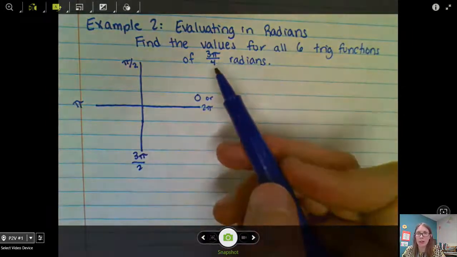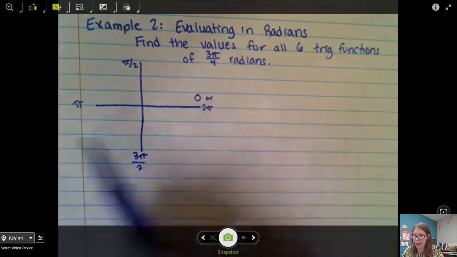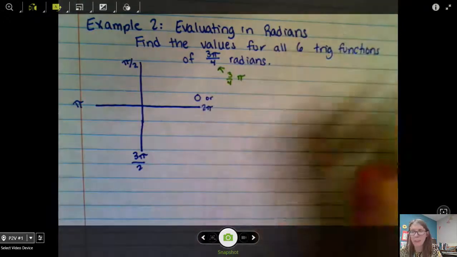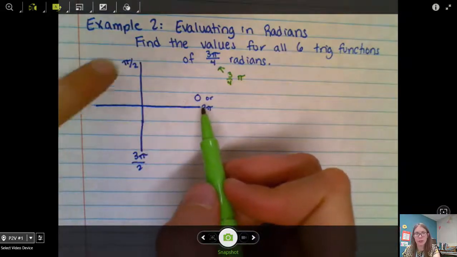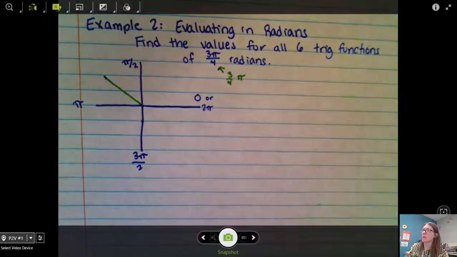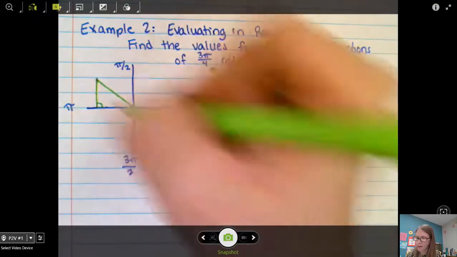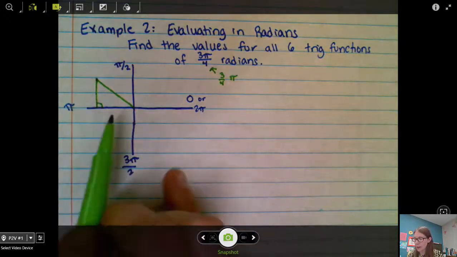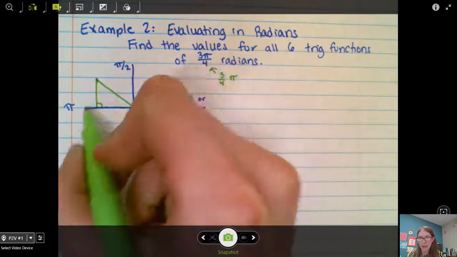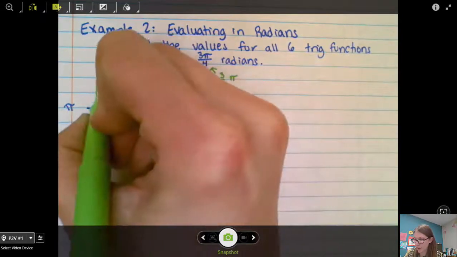All right, so to figure out where this 3 pi over 4 radians is, we have 3/4 of a pi. So I want to go 3/4 of the way to pi. My angle is going to look like this. And then if we draw our angle down to the x-axis here, we get our triangle that looks like this. Now, if we are 3/4 of the way to pi, we're halfway between these two marks, between our pi over 2 and our pi, which means we just made a 45, 45, 90 triangle.